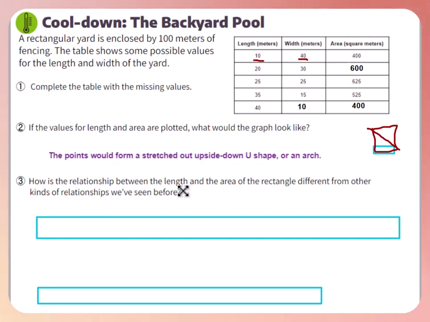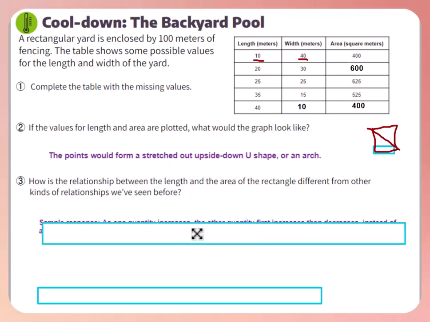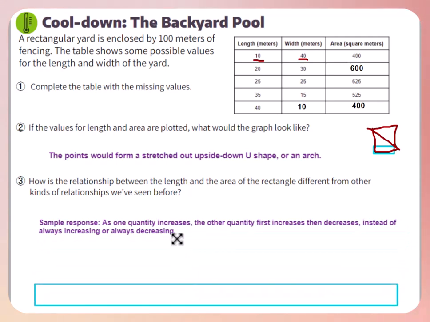How is the relationship between length and area of the rectangle different from other kinds of relationships we've seen before? Write down what you remember about our exponential and our linear functions. How is this different? As one quantity increases, the other quantity first increases and then decreases, instead of always increasing or always decreasing. Our linear and our exponential functions always increased or decreased, but this will change. It'll go up and then back down, or down and then back up.